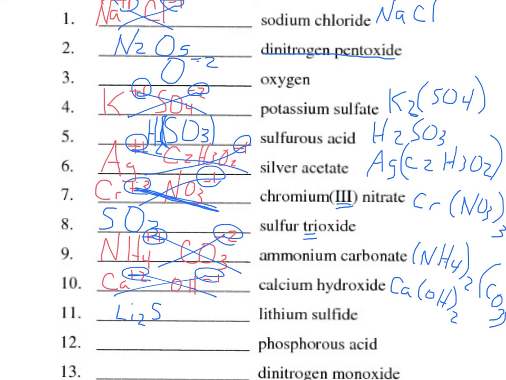Phosphorus acid. Now we go back to that. It's an acid. It begins with H. Phosphorus indicates that it's a phosphite. So that's going to be a PO3. It has a -2 charge. And we're going to bring that right over, crisscross, we get H2PO3.